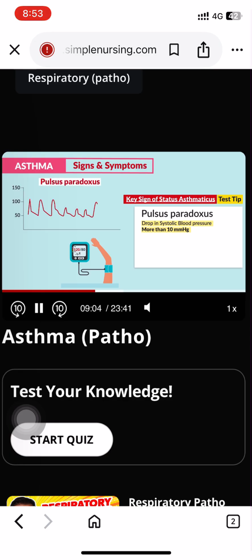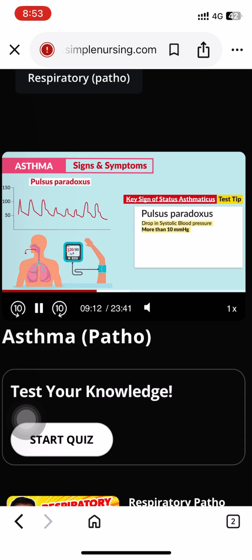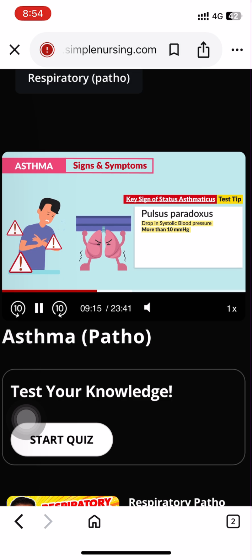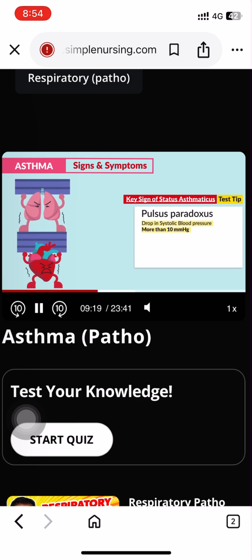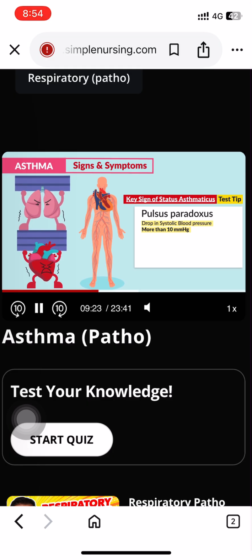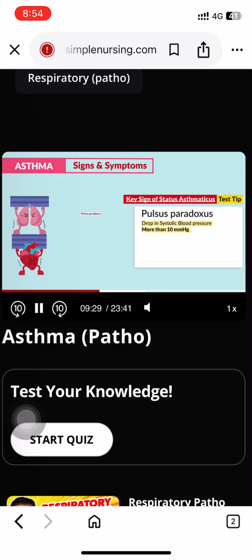Pulsus paradoxus is when the blood pressure decreases by that 10 millimeters of mercury during inhalation and then increases during exhalation. You see, asthma increases that negative pressure within the lungs, and this puts a lot of added pressure on the heart, particularly the left ventricle, which is the part of the heart responsible for pumping out all the oxygen-rich blood to the body. So this pressure on the heart causes pulsus paradoxus.